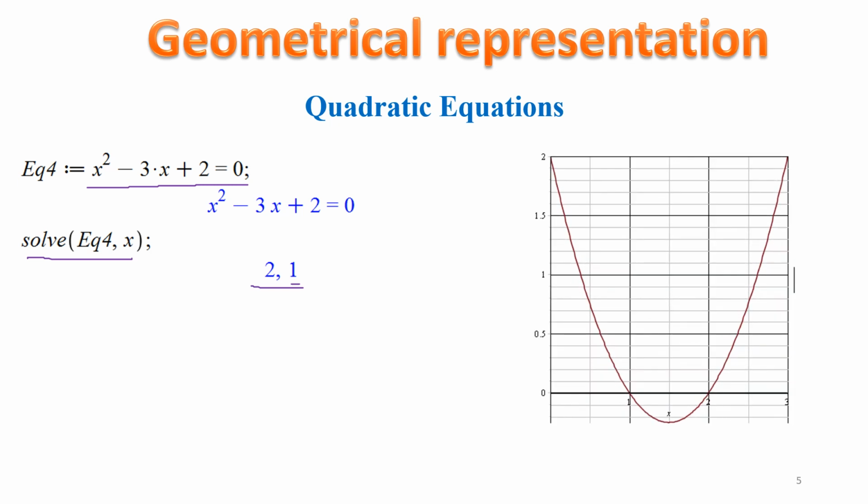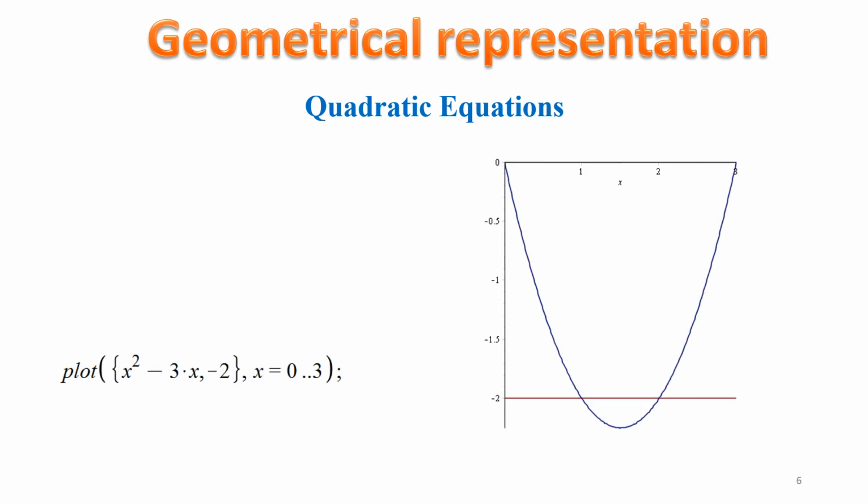Now, if we try to plot this in Maple, you will be able to see that the curve representing this equation will have intersection with the x-axis at x equal to 1 and x equal to 2. So what is the meaning of a root? The root of an equation is where the quadratic equation is intersecting the x-axis. It is intersecting the x-axis at two places, so we have two roots.